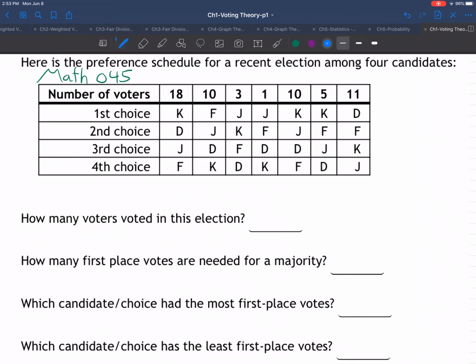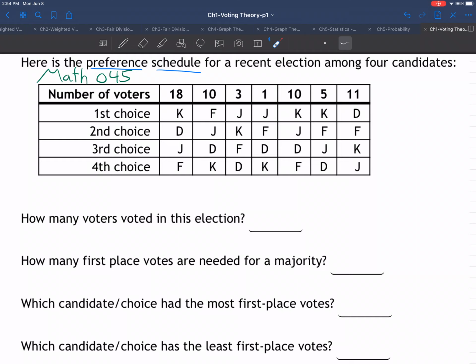So this is a preference schedule, as it says right here, preference schedule. And so let's be clear what this means. This 18 right here means that's the number of voters. 18 voters put their first choice as K, their second choice is candidate D. These are the various candidates. Their third candidate is J, maybe that's Jane, and F down here is Frank.